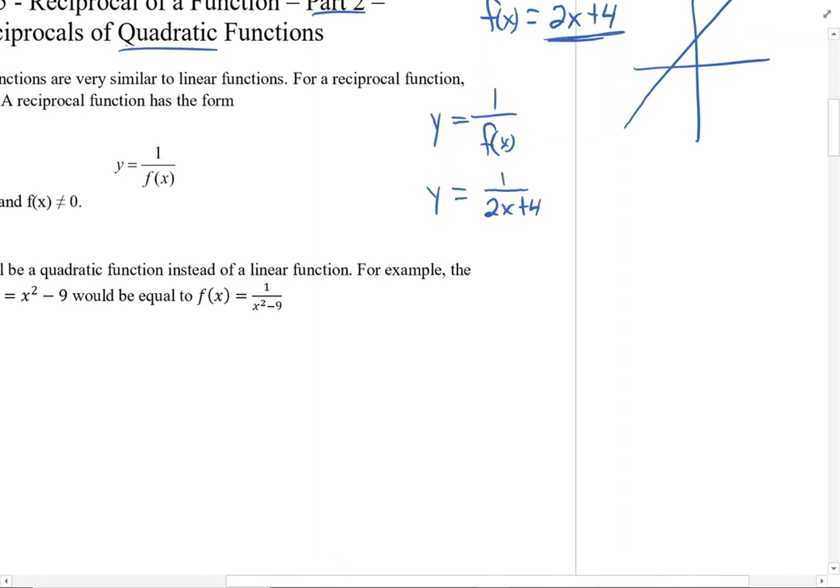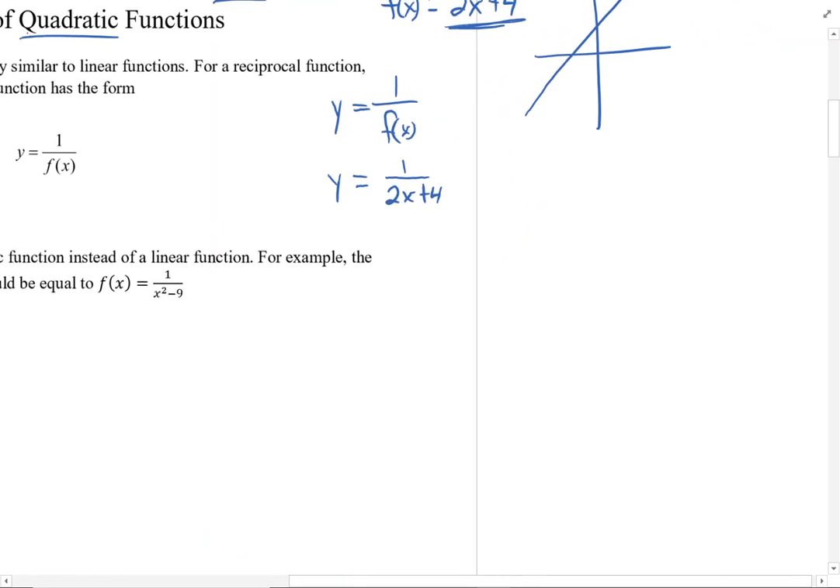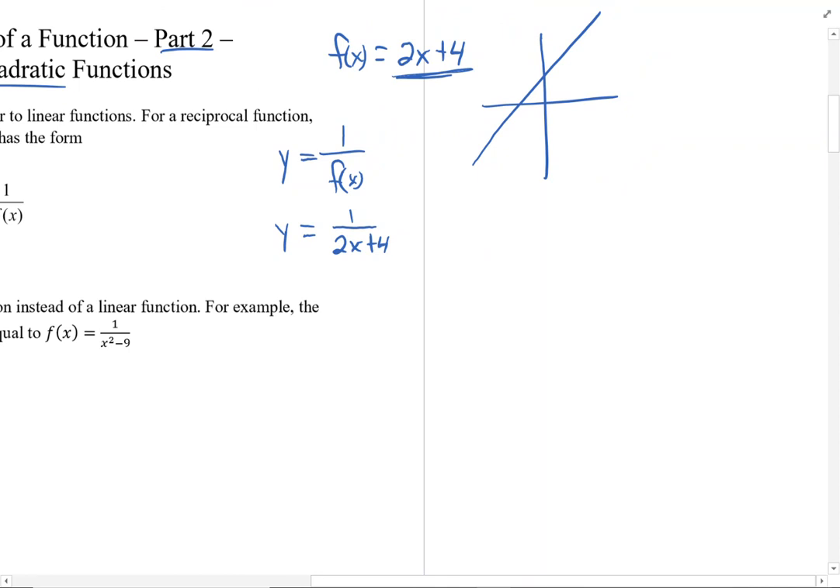And then you could figure out from there, let's say if we looked at this, well, remember our vertical asymptote, our non-permissible value? Well, that would be where f of x is equal to 0, because you can't divide by zero. So when you graph that, it would never be at that point. So that's going to be our vertical asymptote.